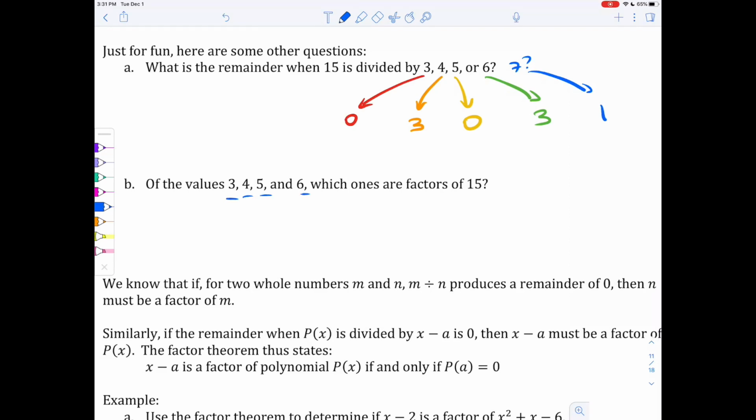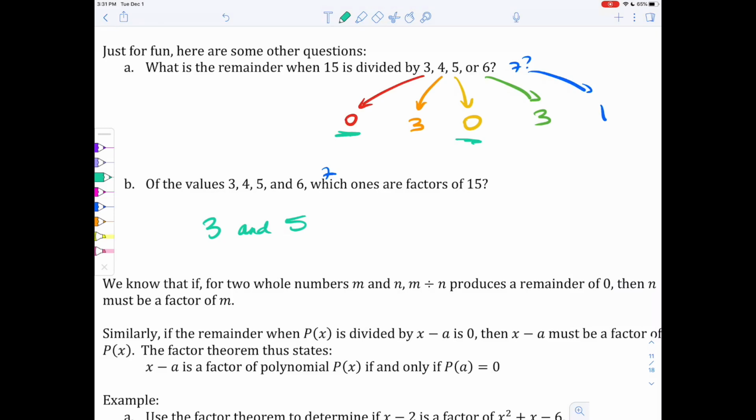Of the values 3, 4, 5, 6, and hey, even 7, why not? Which ones are factors of 15? And we can figure out factors of 15 if we need to. We have that ability. But it's just 3 and 5. We know that they are factors of 15 because they divide evenly into 15. We know that they divide evenly into 15 because they have no remainder when that division is performed. We can see that for each of those, the remainder is 0.